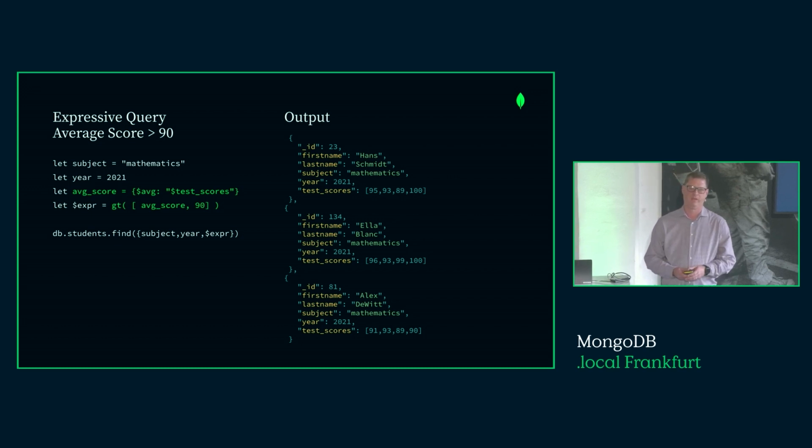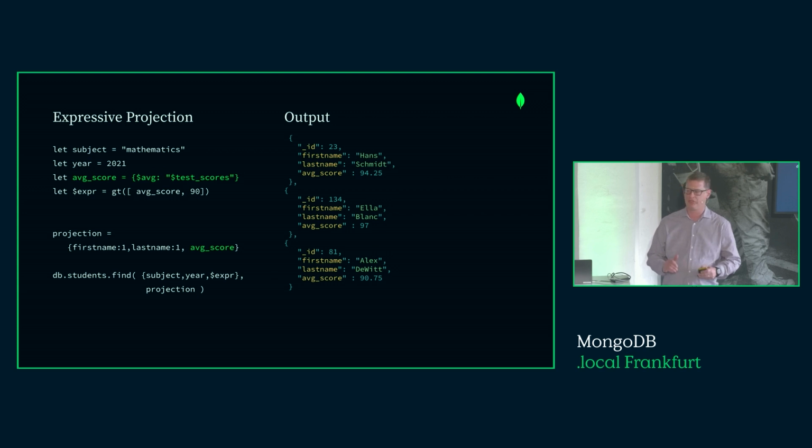I can also do expressive projection. So when I retrieve my data from the database, I don't necessarily need to apply changes to it in my client end. I can have MongoDB actually transform that data for me as it returns it. Yes, we can do projections. We can say, include these fields, don't include those fields. Sure, you're all familiar with that.